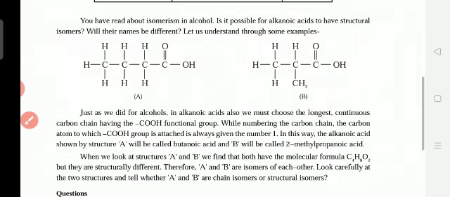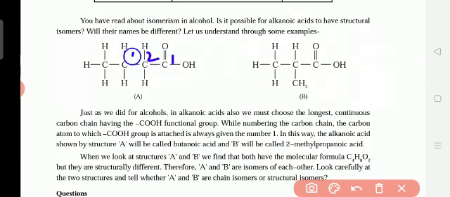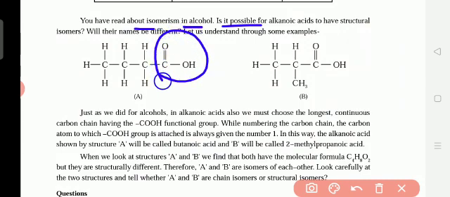So here also when we give, now you see double bond, we give name 1 2 3 4. And one more thing you remember, you have read about isomers in alcohol. It is impossible for alkanoic acids to have structural isomers. Will their names be different? Let us understand through some examples. Always COOH, carboxylic acid group is always added to the end only, but OH alcohol group can be added anywhere.